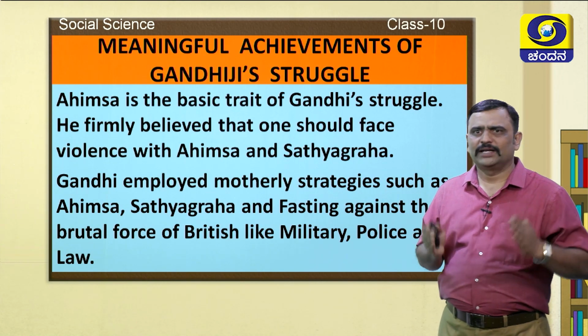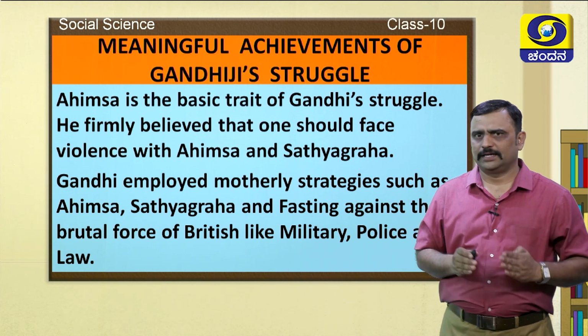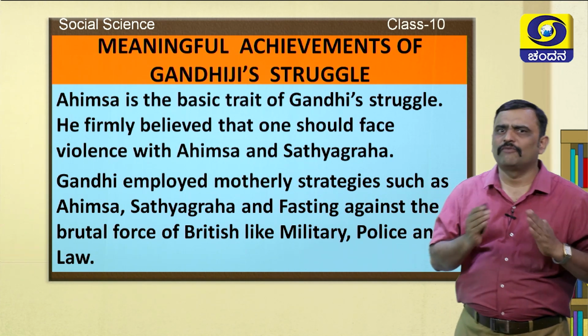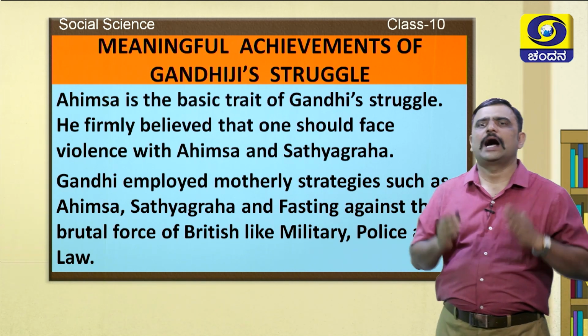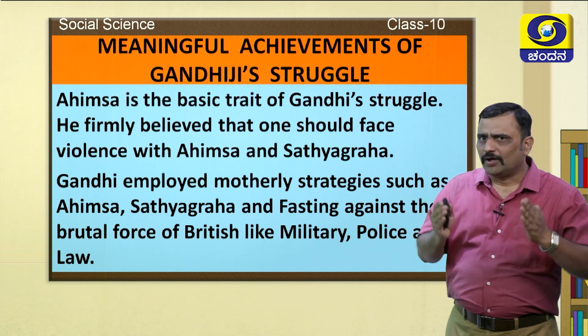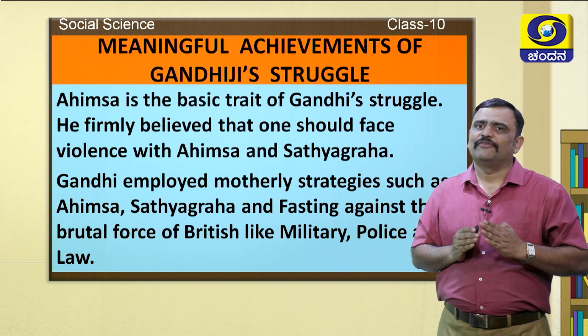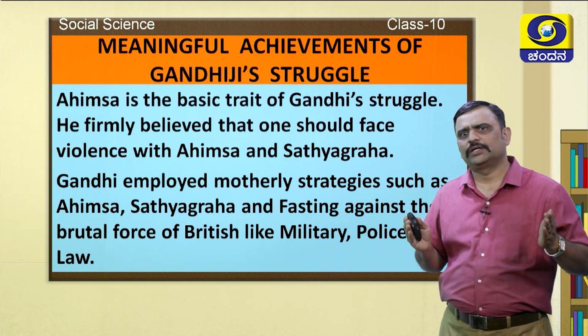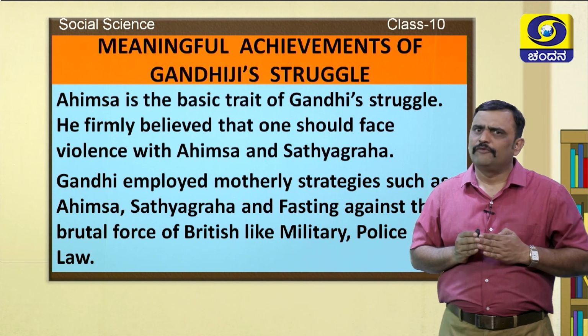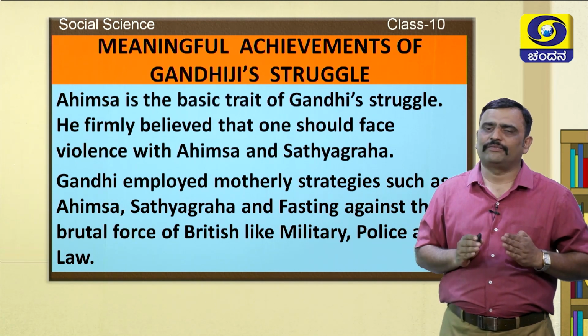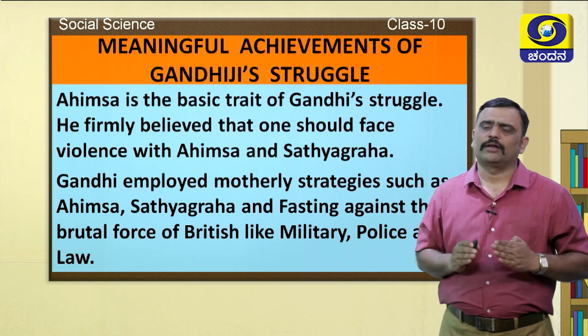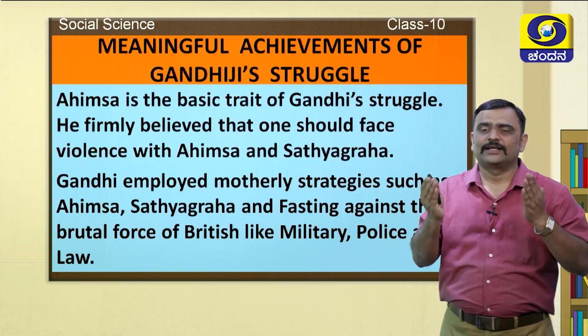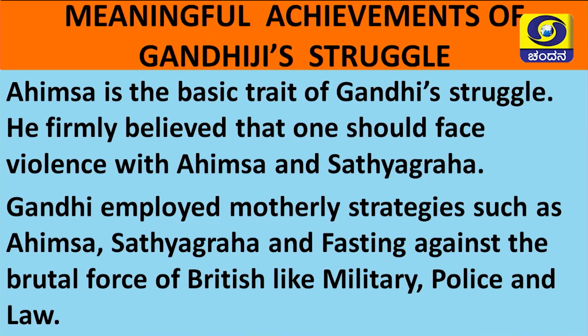Gandhiji employed peaceful strategies such as ahimsa, satyagraha and fasting against the brutal force of the British like military, police and law. And he was successful in it because Gandhiji knew it very clearly. We the Indians, though very good with the population strength, but very few of us were aware of the military power, law and all. Gandhiji wanted to take the common people as a part of satyagraha, and he wanted to take the entire Indian youth in the path of freedom movement.